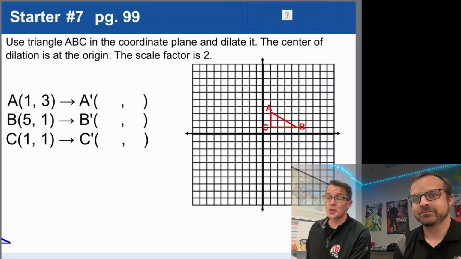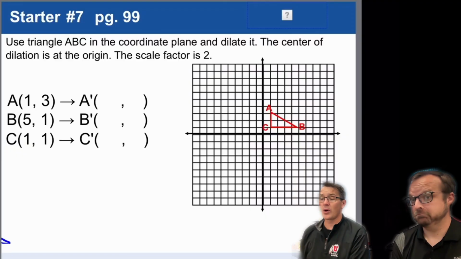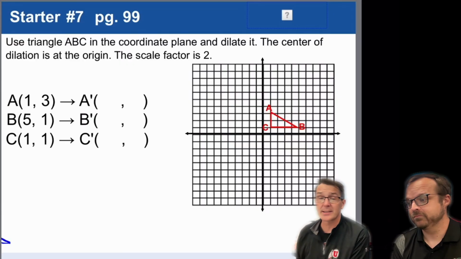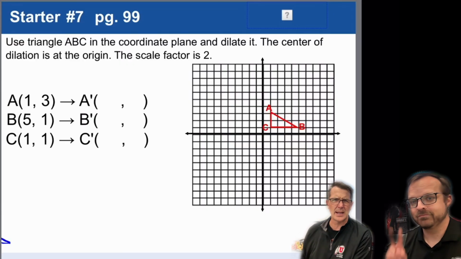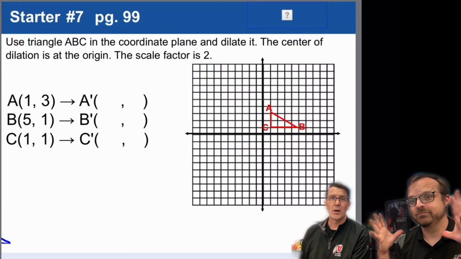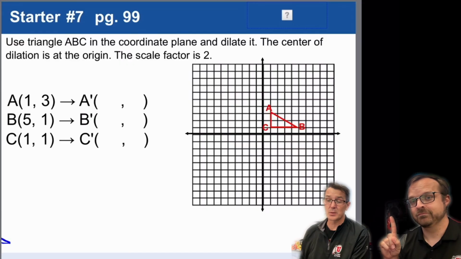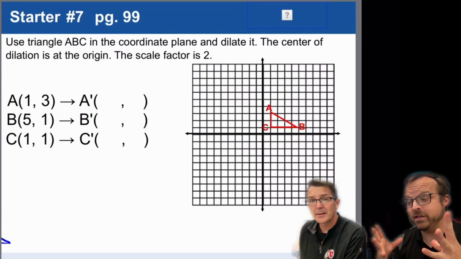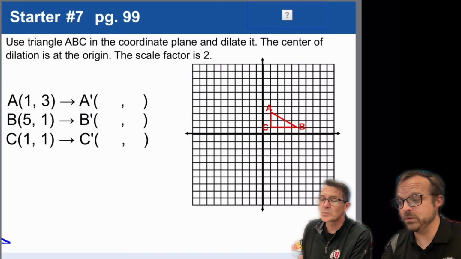Okay, here we go. It says use triangle ABC in the coordinate plane and dilate it. The center of dilation is the origin, so that means in the middle, by a scale factor of 2. So a scale factor of 2 means it's getting bigger than 1, so it's going to be a larger thing. So Mr. Nelson, break it down for us. So we have a triangle ABC already plotted for us. It is located at (1, 3), (5, 1), and (1, 1), as it's already given to you right here.